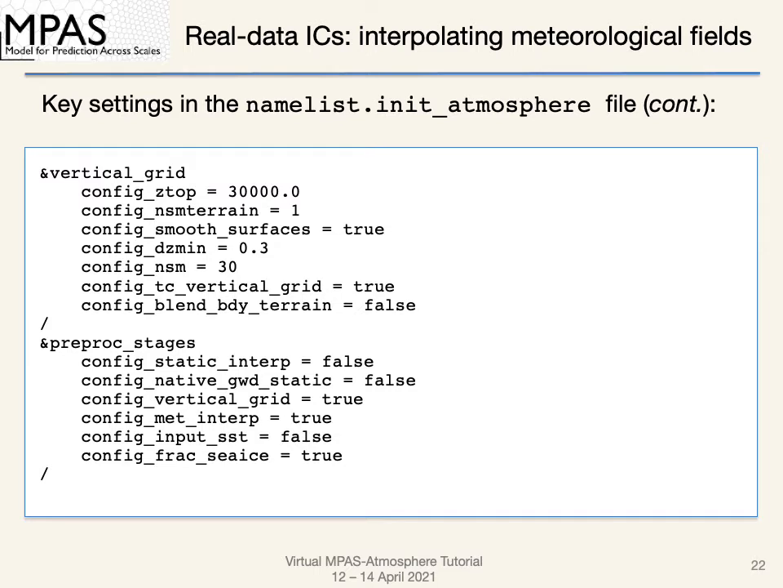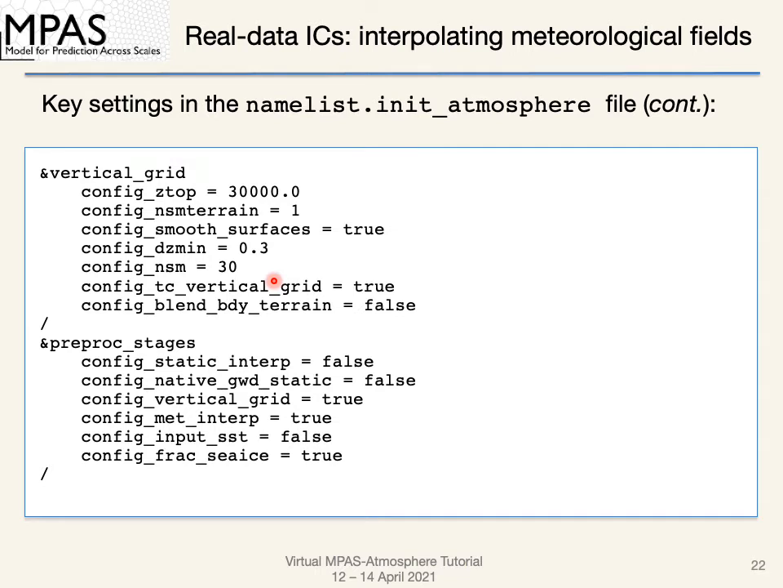There are a few other namelist options that we need to set that pertain to the vertical grid, and those go in this vertical_grid namelist record. So config_ztop is the top height of our model. We're saying that we want the highest layer interface in our model to be at 30 kilometers above mean sea level. There are some parameters that control the smoothing of the vertical coordinate surfaces. So we can set the number of smoothing passes for terrain, whether to smooth the coordinate surfaces themselves, the minimum delta zeta value, and the maximum number of smoothing passes that can be applied to each coordinate surface. So for all of these options, generally, if you're starting out with the model, just keep them set as is.